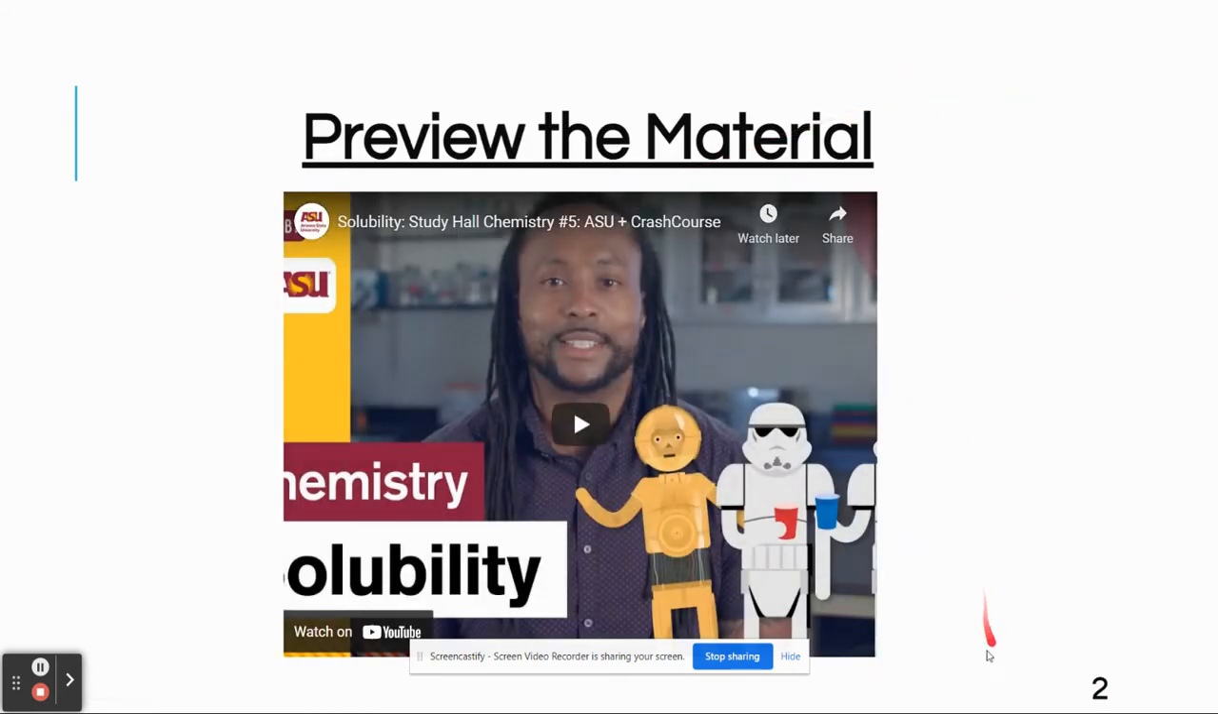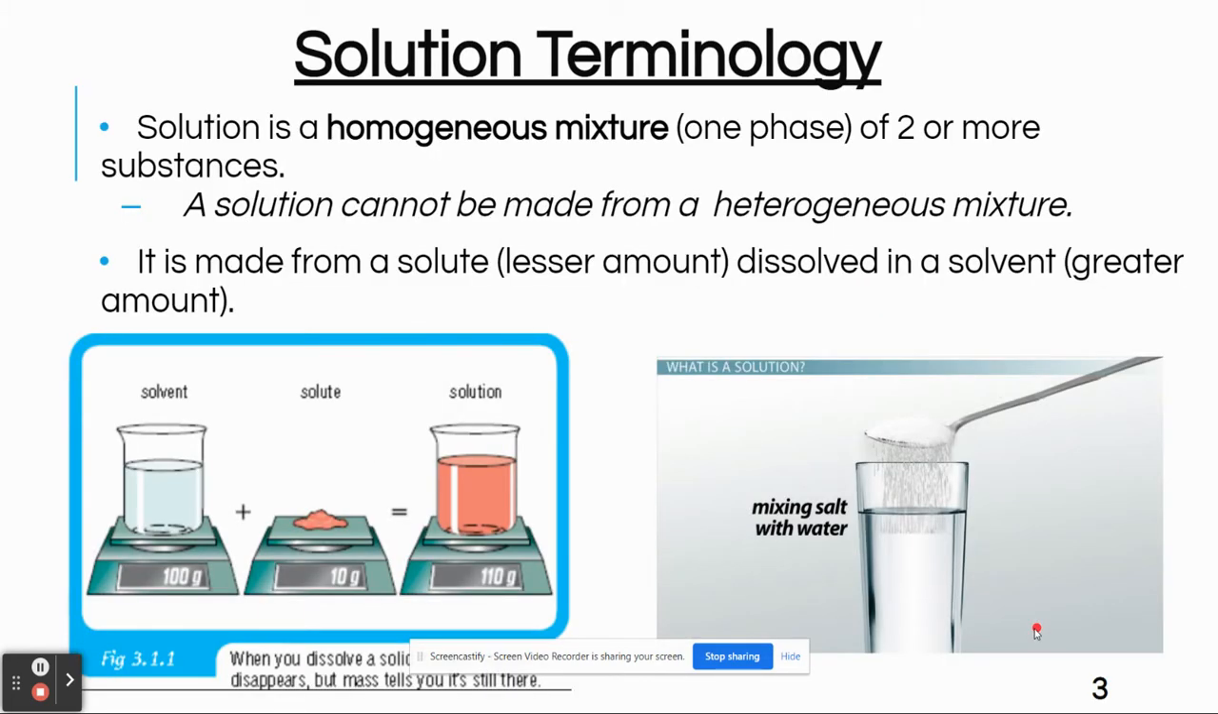And as usual, there's a great preview of the material video that you can watch. The first two lessons of the unit are very vocabulary intensive because you need to become familiar with the terms, as we're going to use them throughout when we start doing calculations and speaking in different contexts. So we're going to start off with solution terminology.